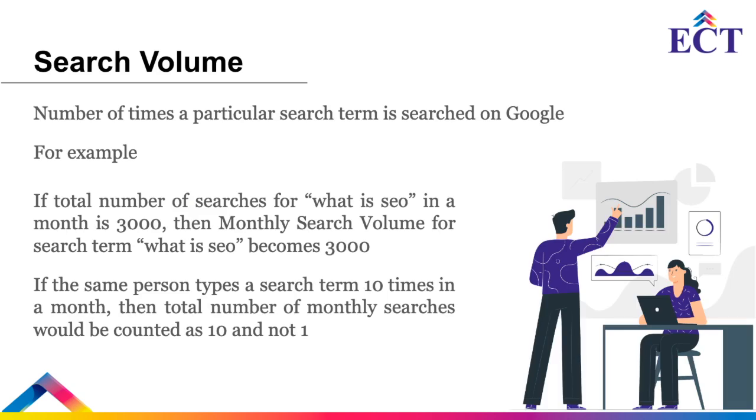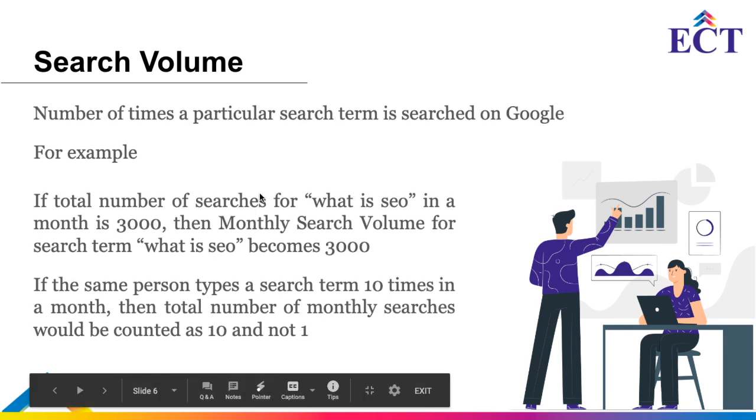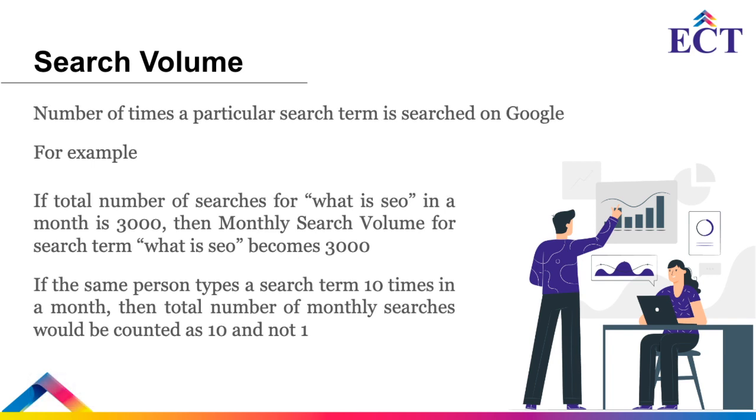Now, search volume. What is the meaning of search volume? It is the number of times a particular search term is searched on Google. For example, suppose how to give interviews. If this particular phrase is searched 1000 times in a month, then we call the monthly search volume 1000. So if the total number of searches for what is SEO in a month is 3000, then the monthly search volume for that search term becomes 3000, right?